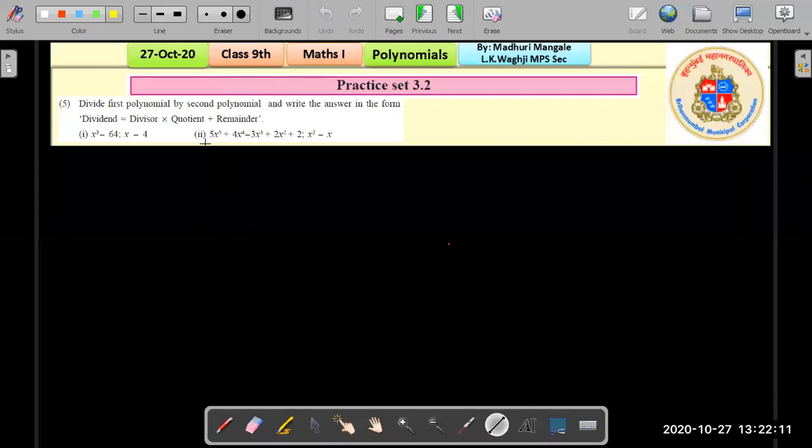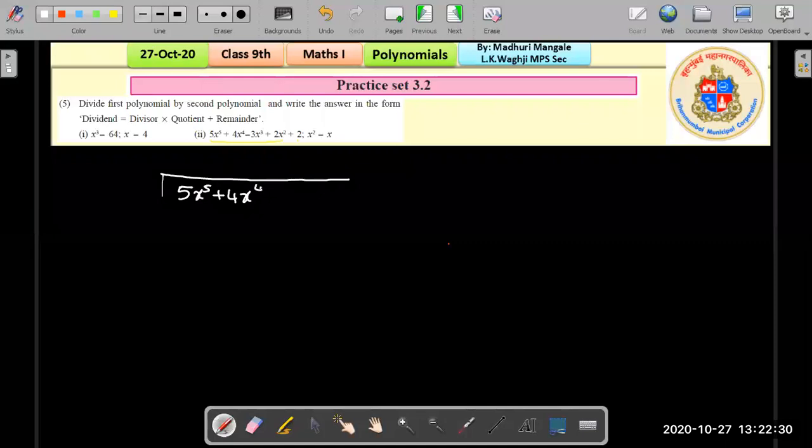So we start with setting up the division. That is, we write the dividend inside and the divisor outside. So here we go. 5x raised to 5 plus 4x raised to 4 minus 3x cubed plus 2x squared plus 2, and we are dividing this by x squared minus x.